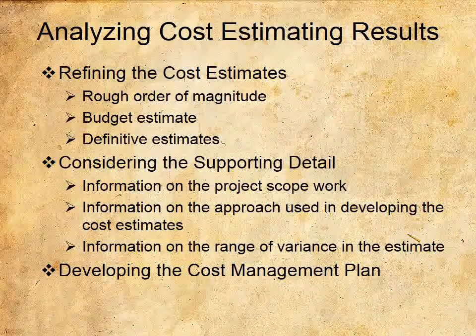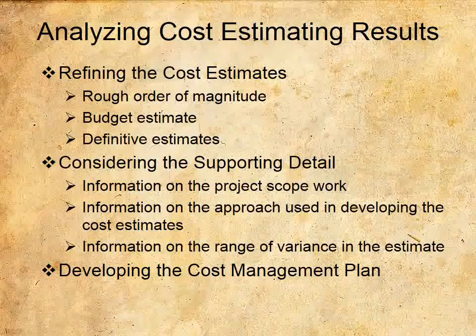Cost estimates can also pass through progressive elaboration. As more details are acquired as the project progresses, the estimates are refined. Industry guidelines and organizational policies may define how the estimates are refined, but there are three generally accepted categories of estimating accuracy.